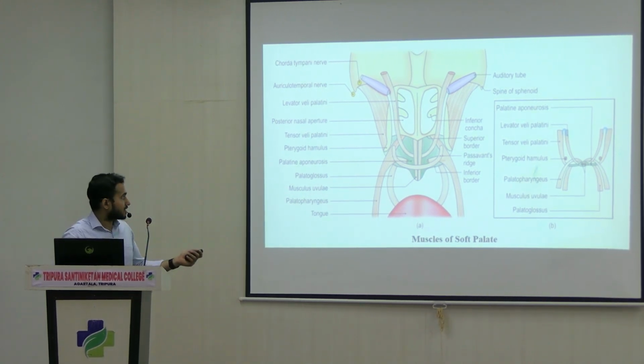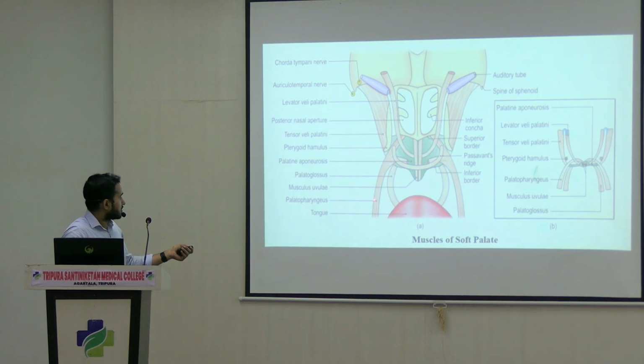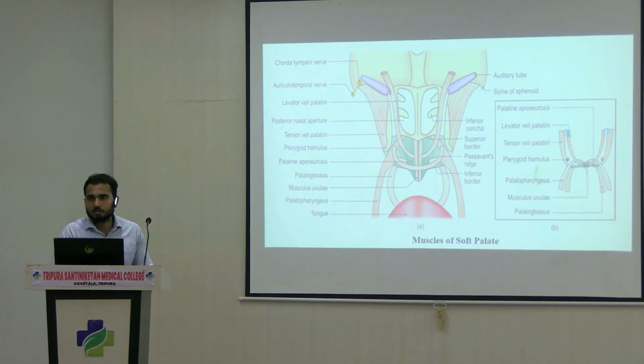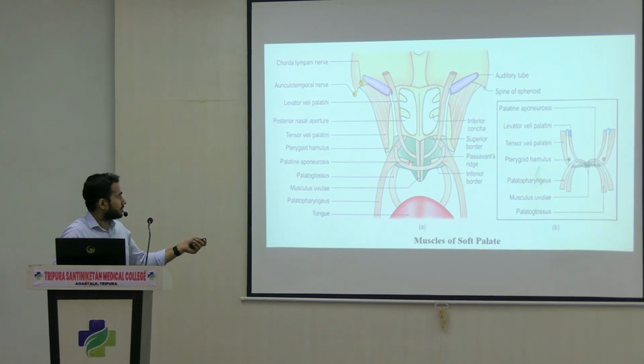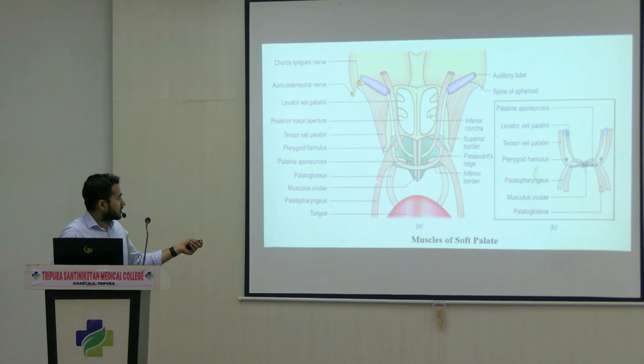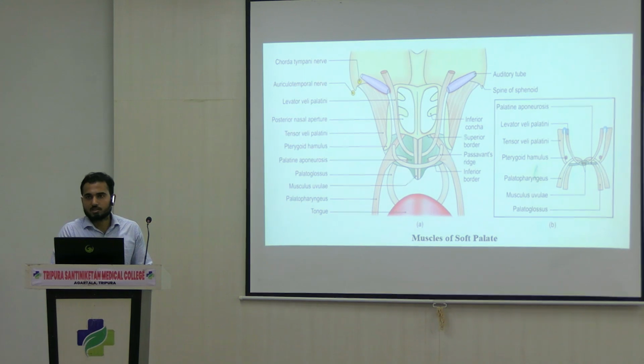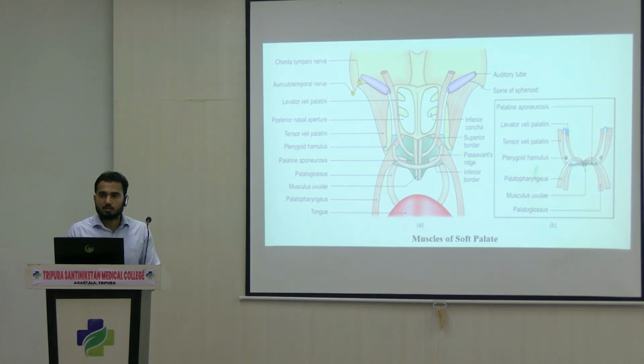Next muscles you can see palatopharyngeus. So this is the palatopharyngeus and this is the palatoglossus. Palatopharyngeus is arising from the posterior margin of the hard palate, and along with that it is also arising from the palatine aponeurosis. Now it is going downwards and then it will attach to the lateral wall of the pharynx. Palatopharyngeus means it is coming from the soft palate and going towards the lateral wall of the pharynx.